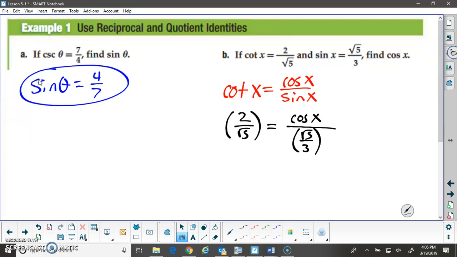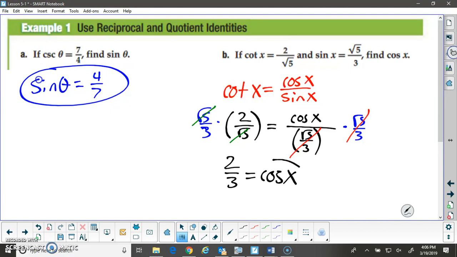So now what I can do to solve for cosine is I can multiply both sides by square root of 5 over 3. And in doing so, you can see that the square root of 5 over 3 cancels over here. And on the left-hand side, the square root of 5s would cancel, and we'd be left with 2/3 equal to cosine of x.